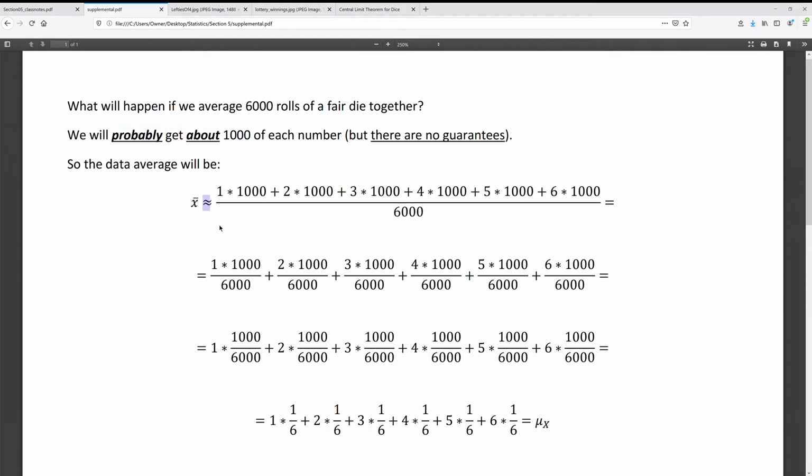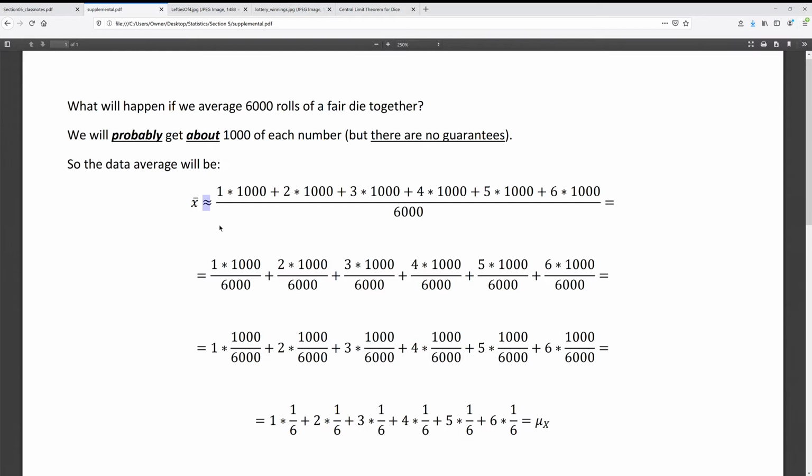We are playing the odds. We don't know what the data average will be. If you get 6,000 1s, then they're going to average up to 1. If you get 3,000 5s and 3,000 6s, then they're going to average up to 5.5. You see what I mean? If you roll a die 6,000 times, then you could get pretty much anything between 1 and 6. By which I mean you can get 1 point anything, or 2 point anything, or 3 point anything. The average of 6,000 rolls could be 5.783. It probably won't be, but it could.